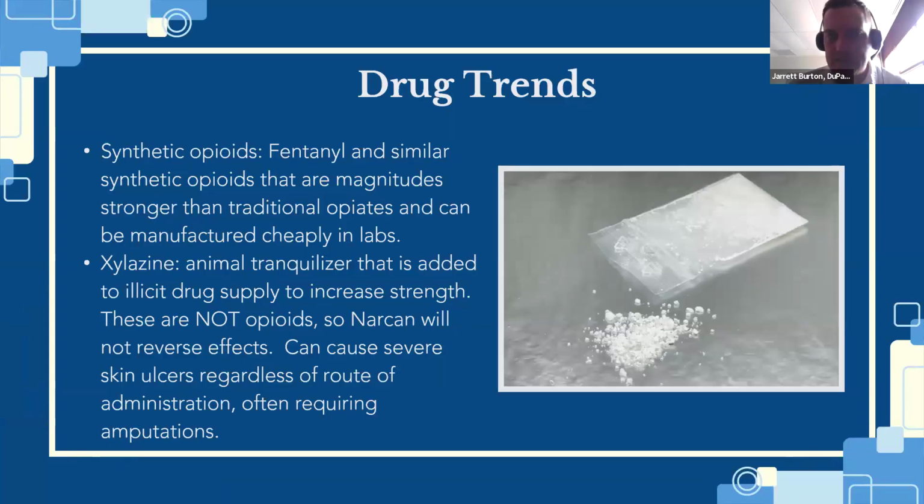A couple of the drug trends we see, like I said, synthetic opioids, so fentanyl and similar synthetics that are like magnitude stronger than traditional opiates and can be manufactured very cheaply in labs. The other one is xylazine, which has been around for a little bit, but that's an animal tranquilizer that's been added to illicit drug supply to increase the strength of the opiate. So these are not opioids, xylazine and other tranquilizers. So Narcan will not specifically reverse any type of OD effects for xylazine. However, it will still touch the fentanyl or other synthetic opioids that maybe is mixed with the xylazine.